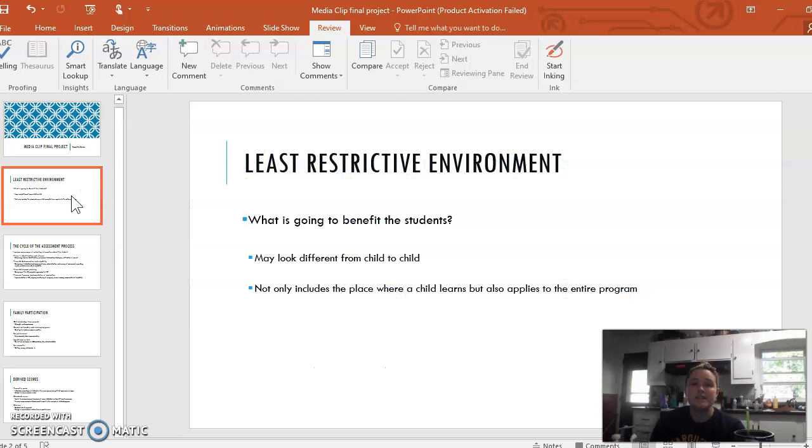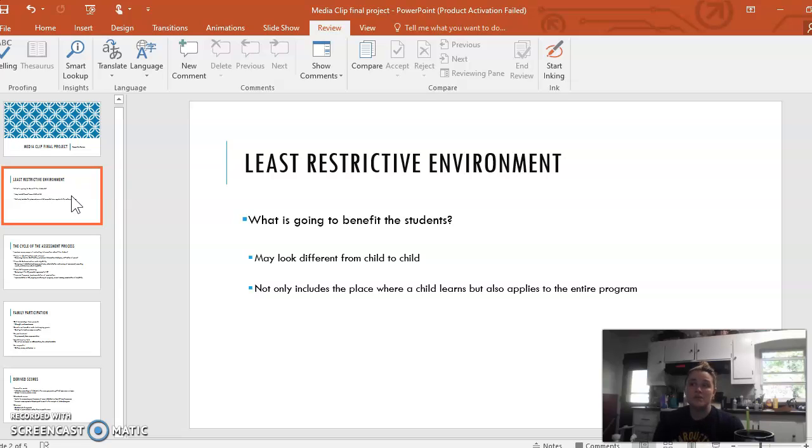So first up is the least restrictive environment. This is where the child will be placed throughout the day, and this will be determined by what their needs are. If you're looking at an IEP, it's going to say if the student is not in a general education classroom, where they go and what the justification is for that. This is what's going to benefit the student the most.